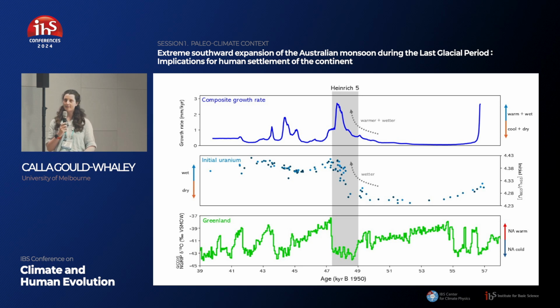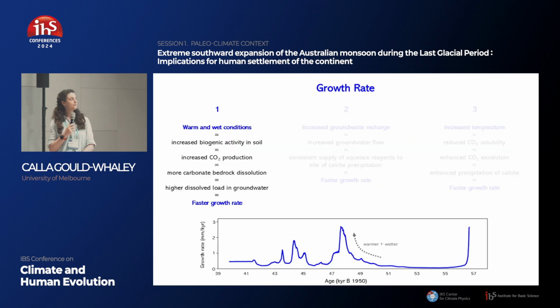I wasn't sure how many speleothem people we'd have in the audience, so I thought I'd quickly run through our justification for these interpretations. So for growth rate, when we have warmer and wetter conditions, it means there's increased biogenic activity in the soil, so increased carbon dioxide production in the soil.